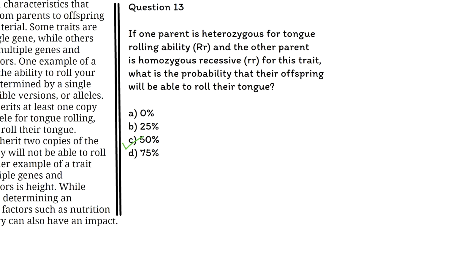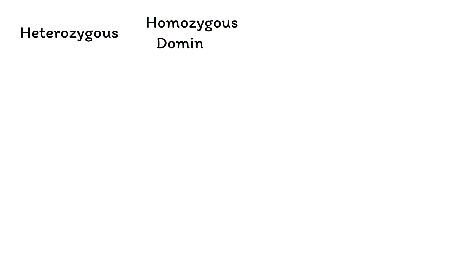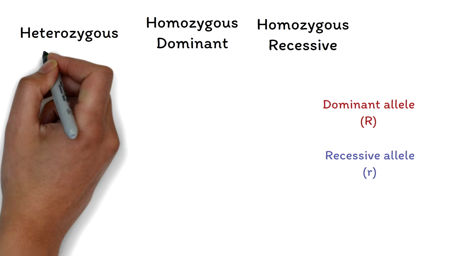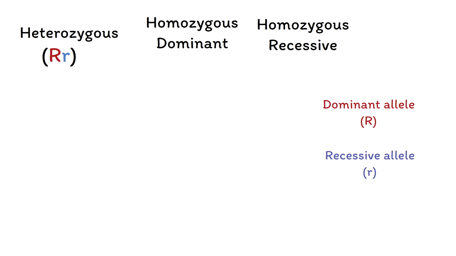When we talk about genetics, we use the terms heterozygous, homozygous dominant, and homozygous recessive to describe the different possible genotypes for this trait. Heterozygous refers to having two different alleles for a particular gene. In the case of tongue rolling ability, the dominant allele determines the ability to roll the tongue, while the recessive allele results in the inability to roll the tongue. Therefore, an individual who is heterozygous for tongue rolling ability would have the genotype Rr, indicating that they have one copy of the dominant allele and one copy of the recessive allele.